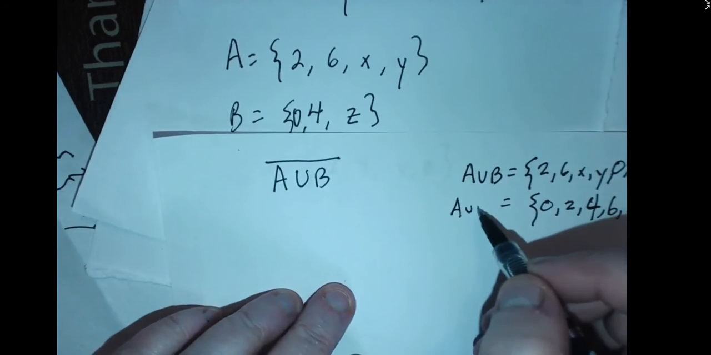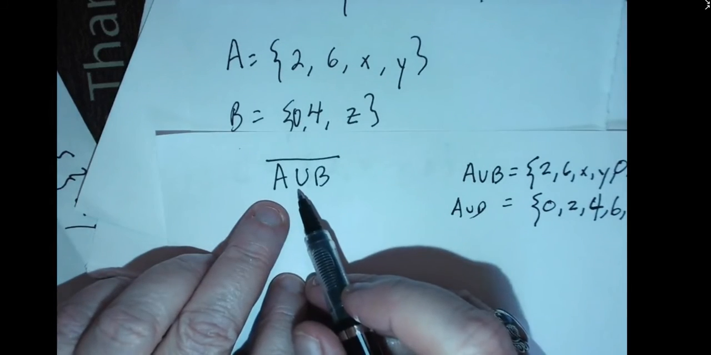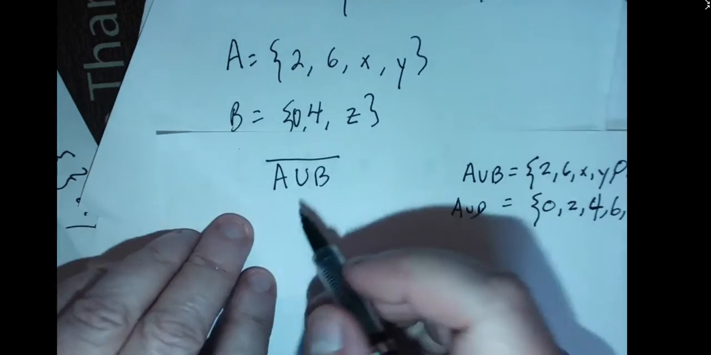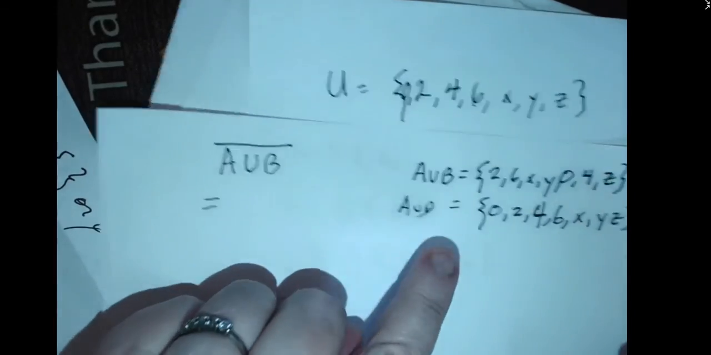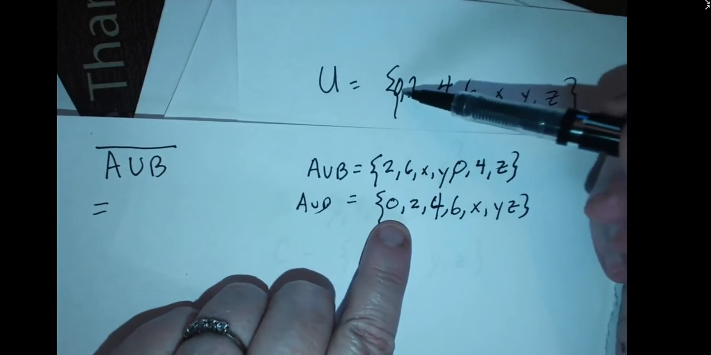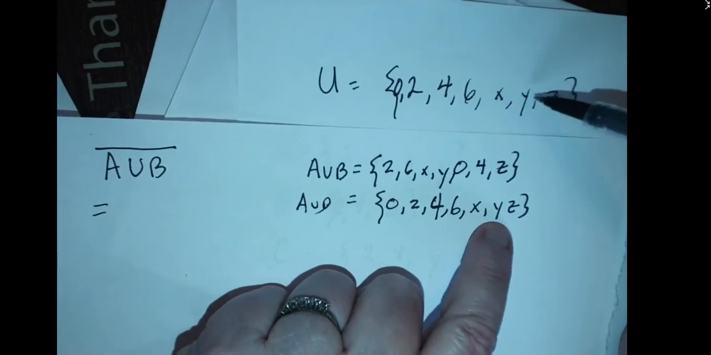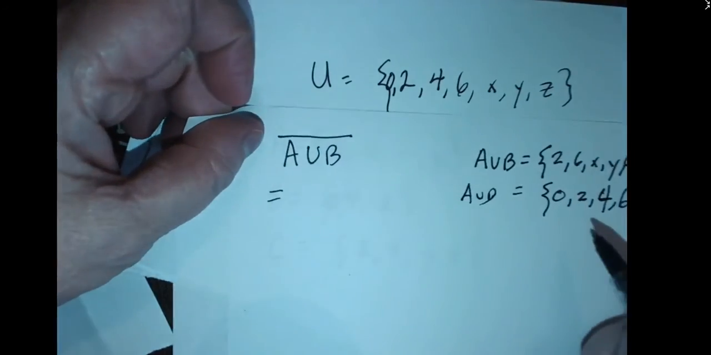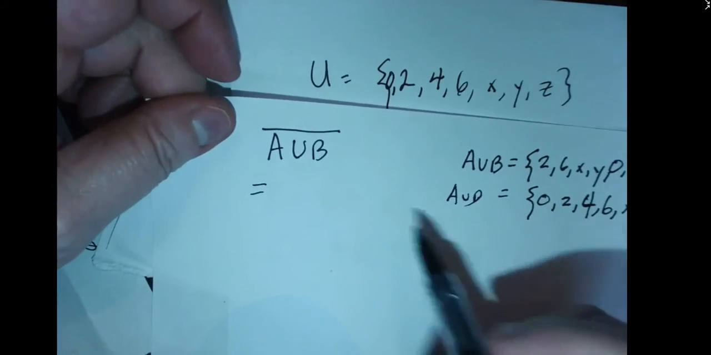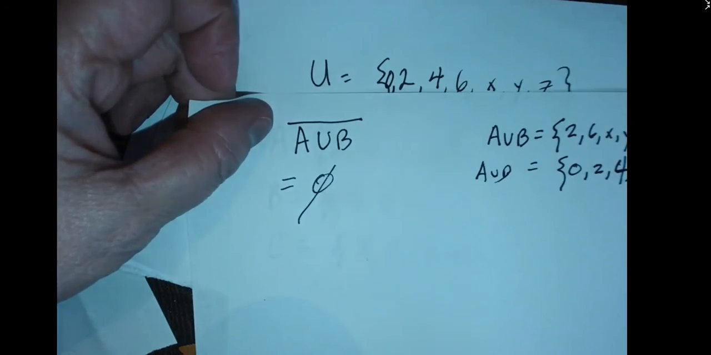Okay. And now, what is the complement of A union B? Well, the complement of A union B is everything in the universal set that's not in A union B. Well, 0's in there, 2 is in there, 4 is in there, 6 is in there, X is in there, Y is in there, Z is in there, and there's nothing that's not in A union B that's in the universal set. Okay.